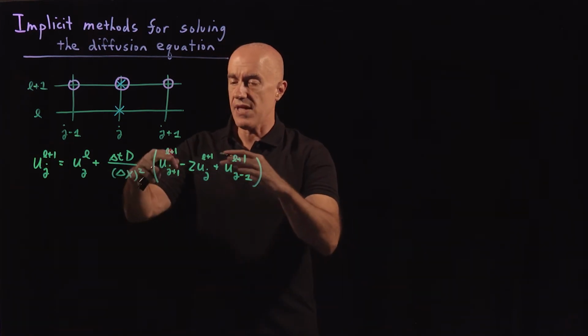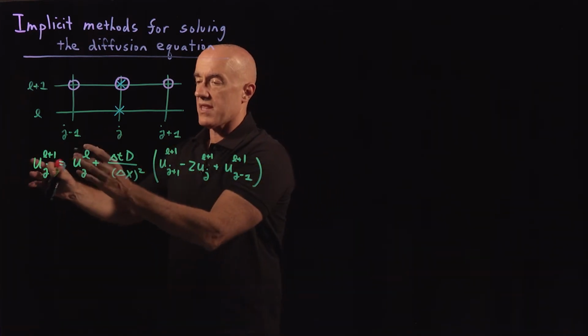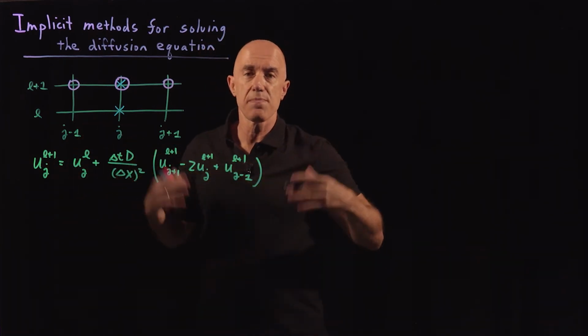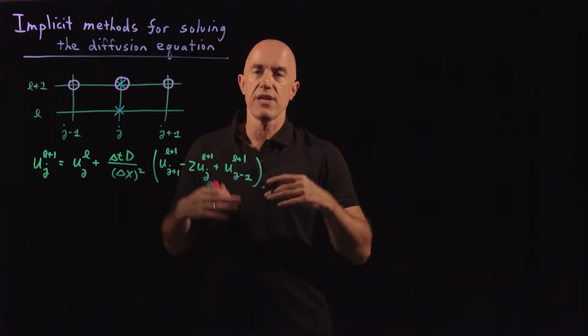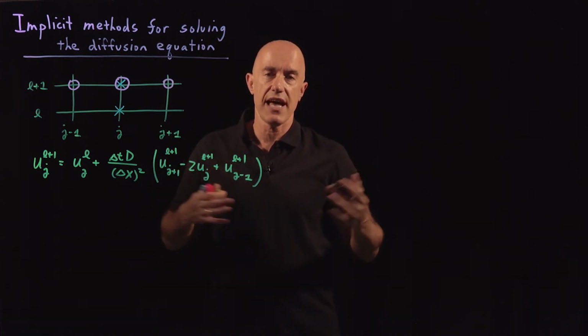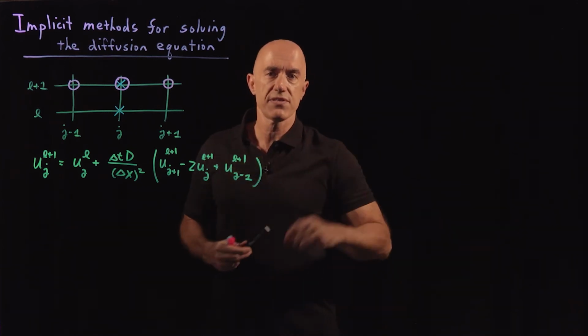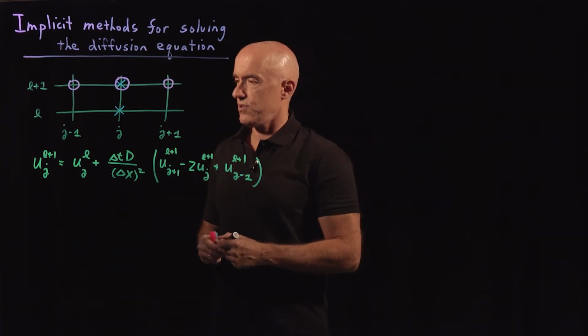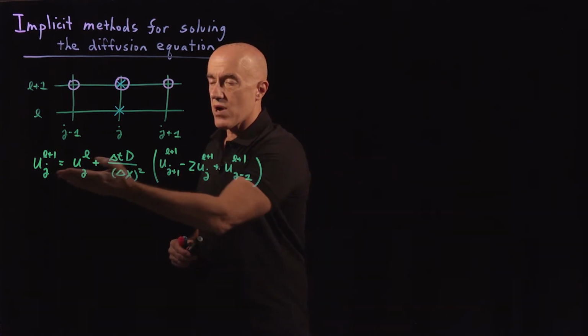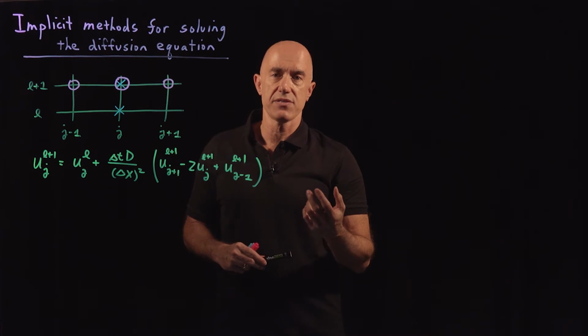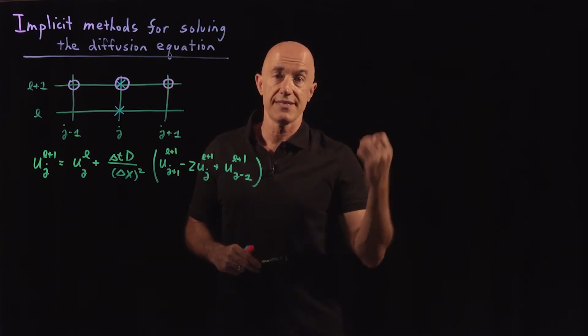What you need to do then is to put the L plus 1 on the left, the L on the right, and then you end up with a matrix equation. So for each time step, you actually have to solve a matrix equation. More sophisticated, but still possible to do. OK, now what I want to show you is that this method is going to be unconditionally stable.